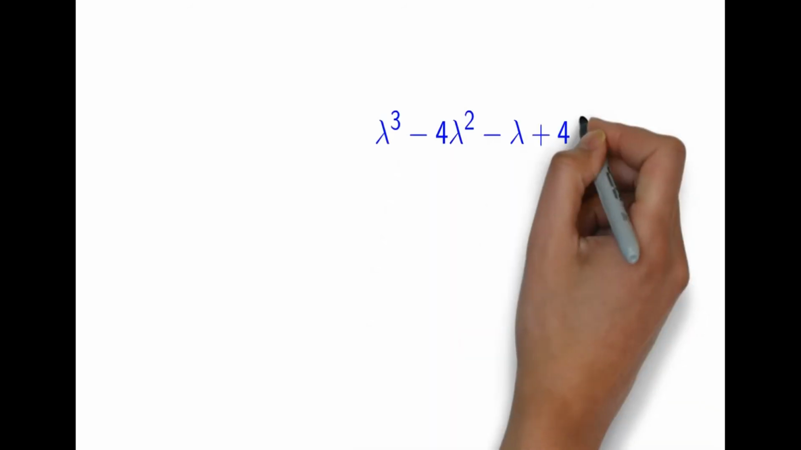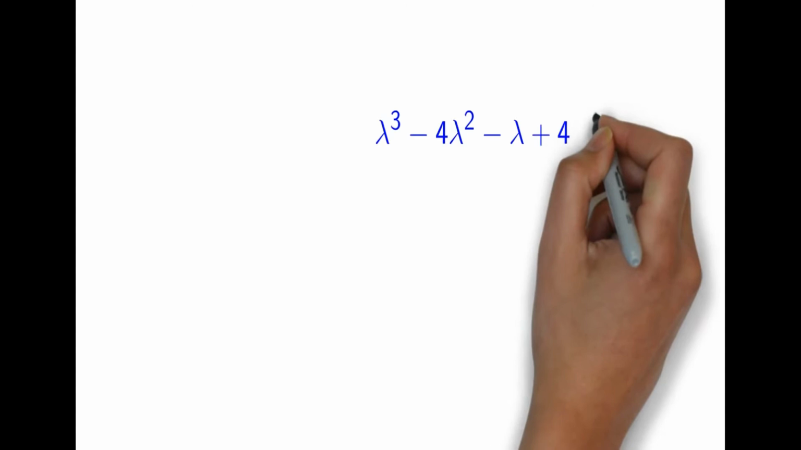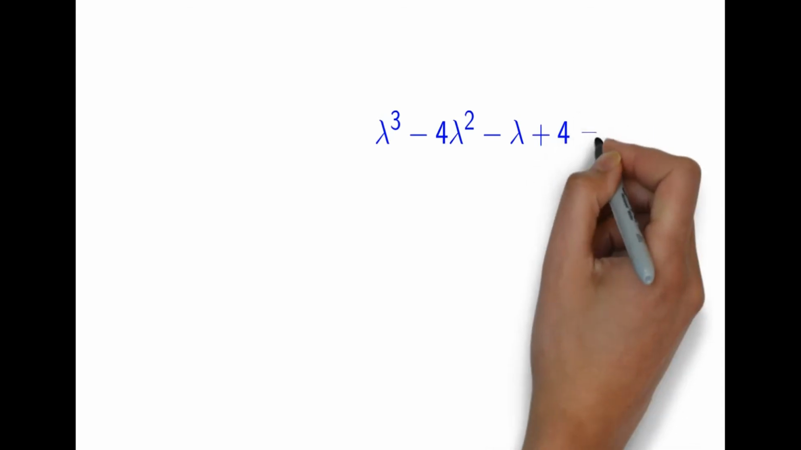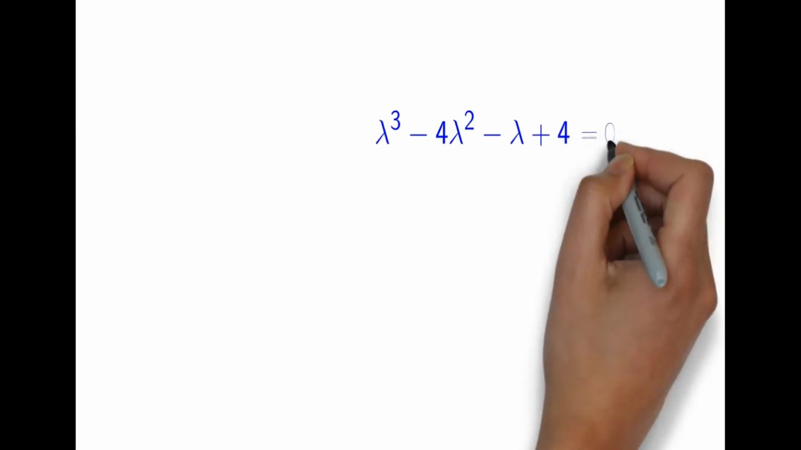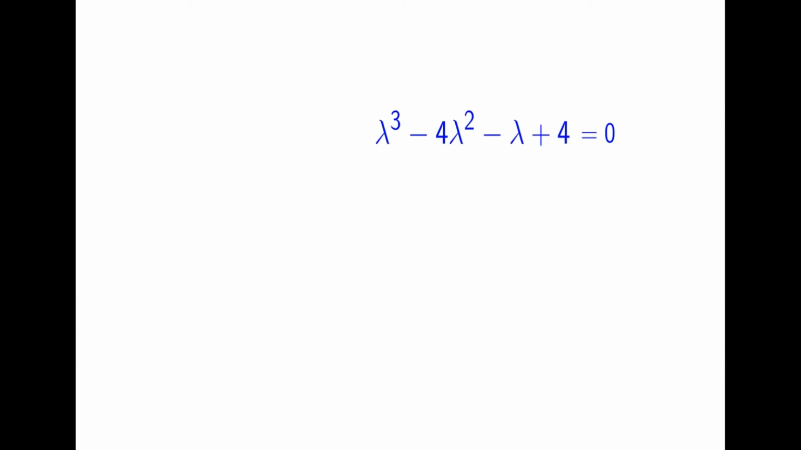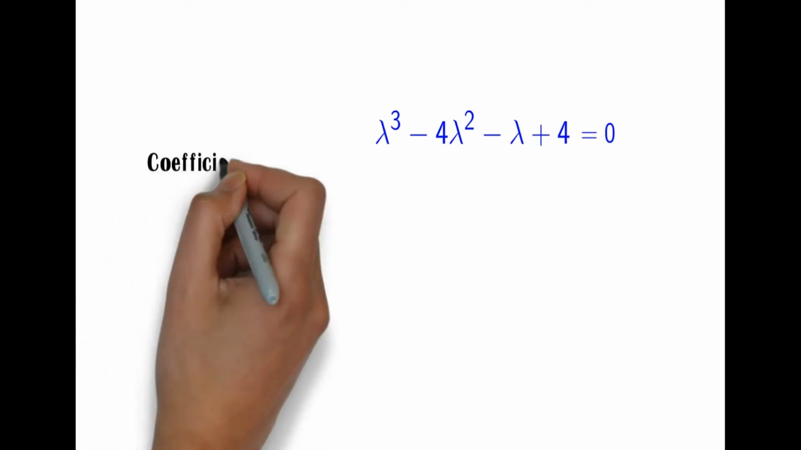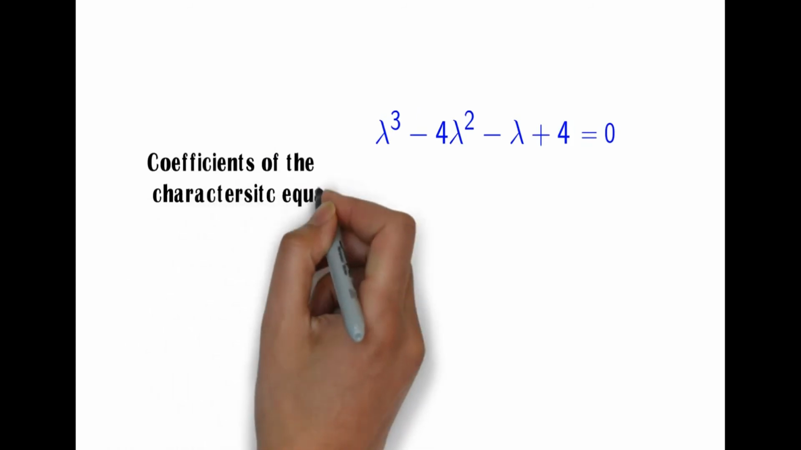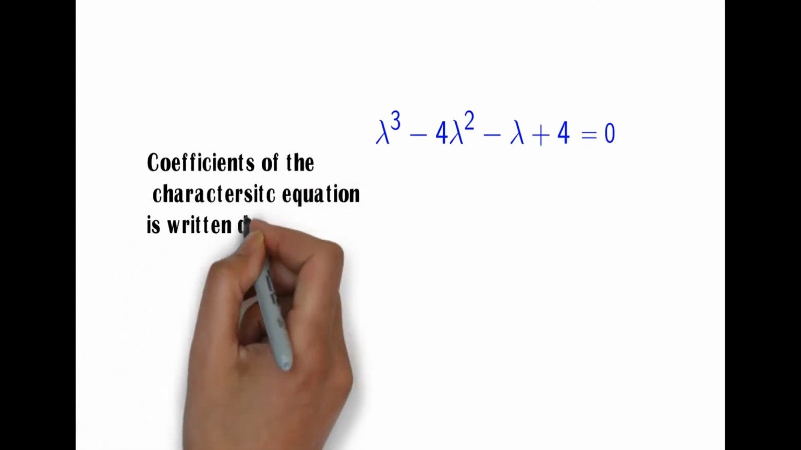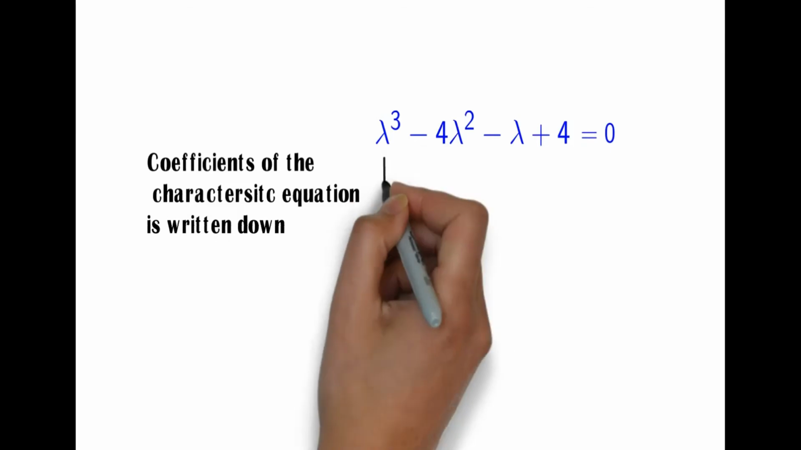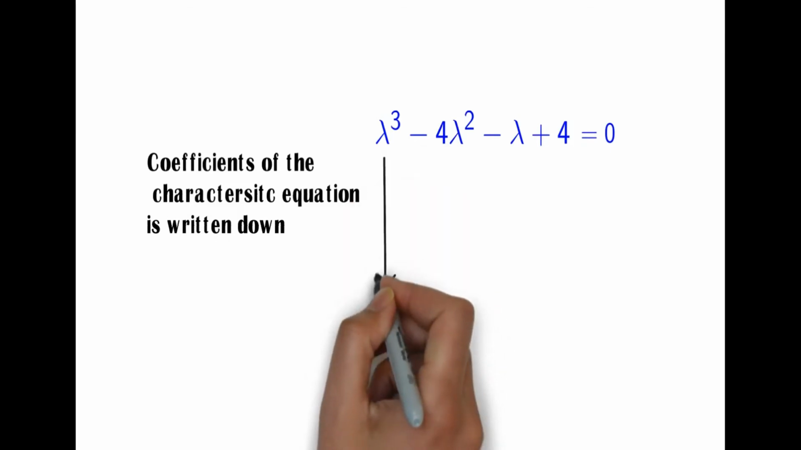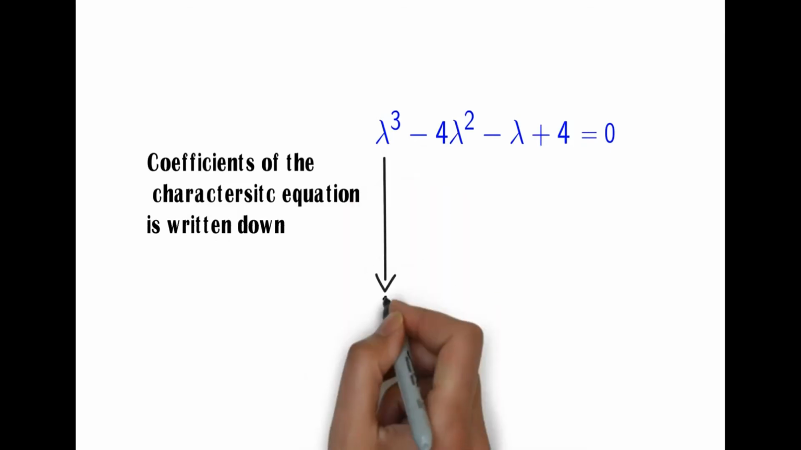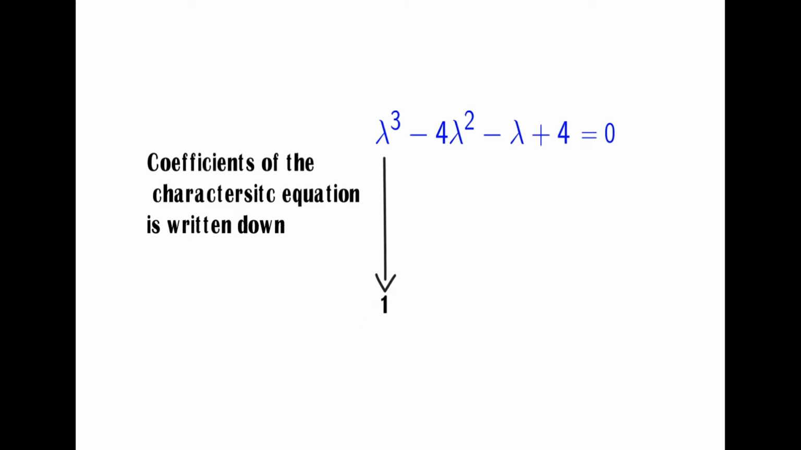The characteristic equation is lambda cube minus 4 lambda square minus lambda plus 4 equal to 0. The coefficients of the characteristic equation are written down. Coefficient of lambda cube is 1.